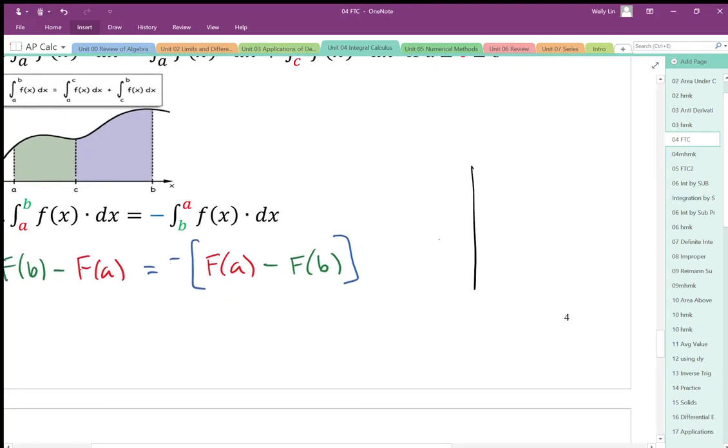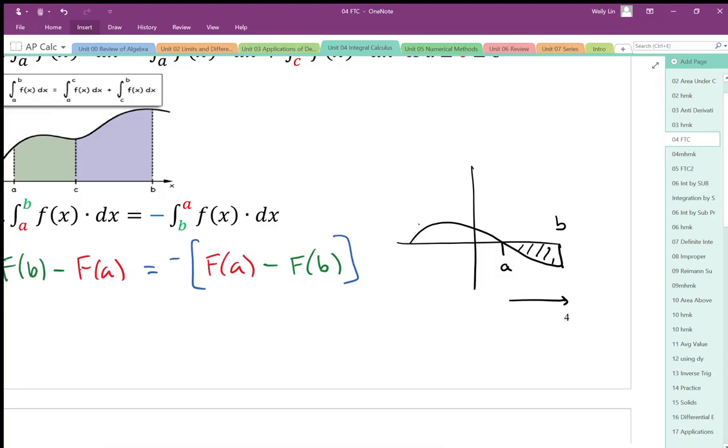So, let's say I have a graph. Okay, I'm just going to draw some random graph here. Actually, I'm going to do it like that. Okay, so say that I have a point A and a point B here. So this displacement is negative if I'm going from left to right.